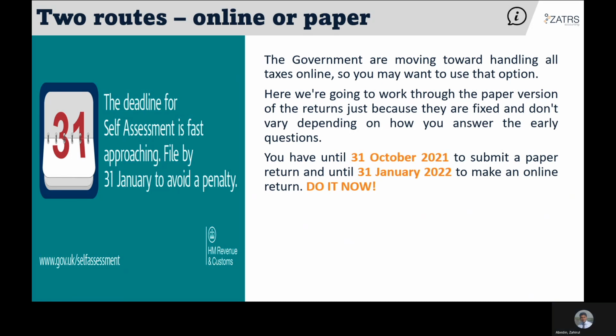An important point to note is the deadline dates that you need to make sure you keep to. If you're doing the paper return, you have to have it in with HMRC by the end of October. If you do it online, you have until the end of January next year. But don't leave it that long. The end of January is also the date for making payments, so you really need to have your return in before then so that you can make those payments if necessary. There is nothing to lose by doing your tax return early. So when you have got the time, get around to it, get it done, and get it out of the way.